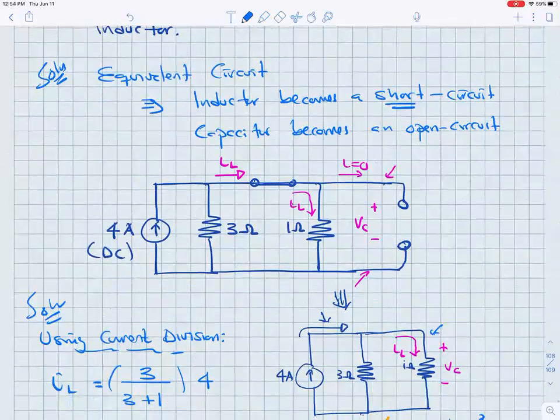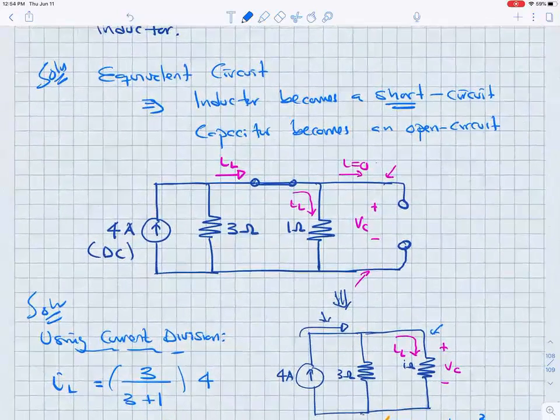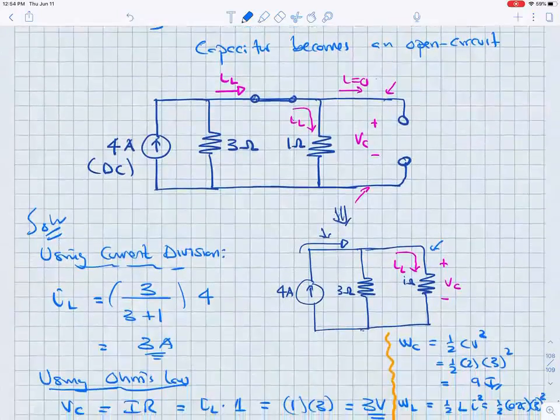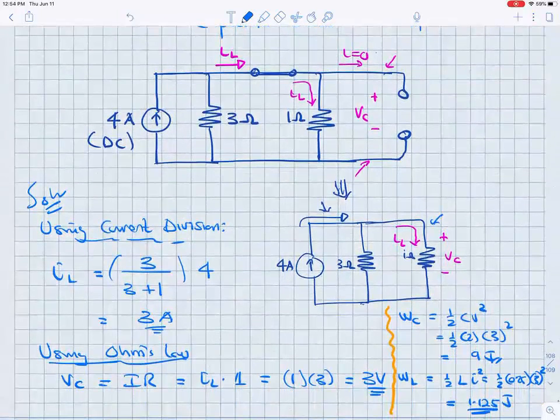Anytime there's an open circuit, no current is going to flow, right? So you can redraw the circuit and realize that VC is the voltage across the 1 ohm resistor. So far as you can find the current, then you can find that, and with that current you can do current division.